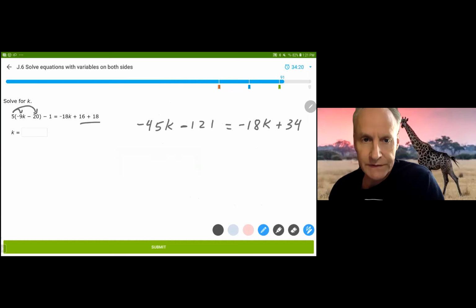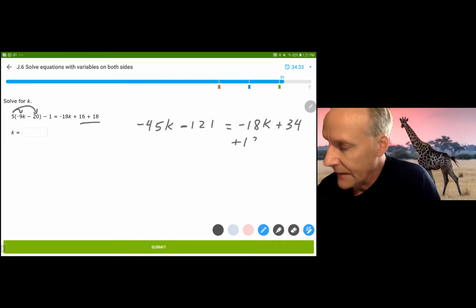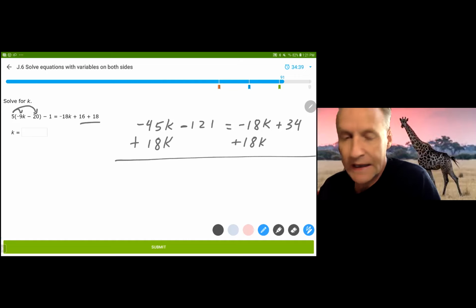Now I've got two choices. I can add the 45k and subtract the 34, or I can add the 18k and add the 121. About the same either way. I'm going to go ahead and add the 18k. I normally tell you to watch out for negatives and to maybe add the 45k. But in this particular case, I think this is actually going to make it a little bit easier.